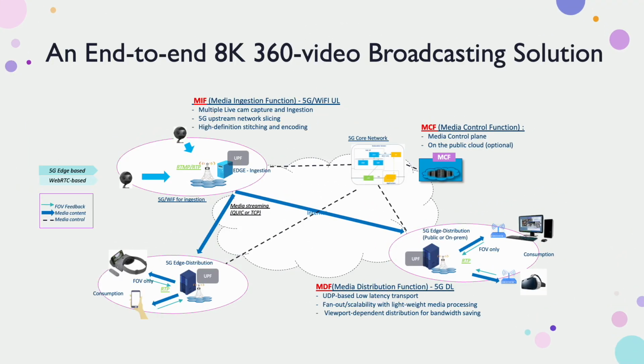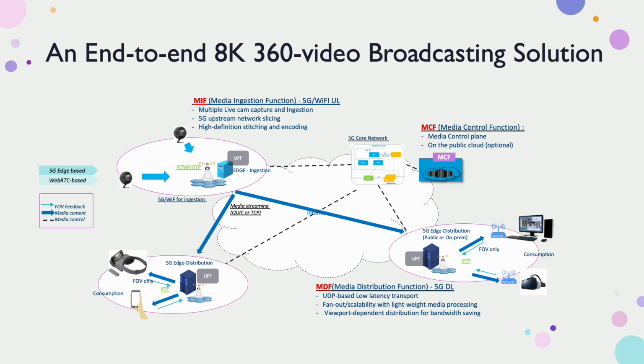To put everything together, we come up with this end-to-end WebRTC-based 4K 360-degree video broadcasting solution. In this solution, we separate media functions into three pieces. The media ingestion function and also media distribution function will work with 5G UPF, the user plane function, that resides in the edge servers and co-locates with 5G RAN. The media ingestion function will handle multiple camera inputs and provide 360 video stitching and encoding. Media distribution function will handle viewport packing and viewport switch based on each client's feedback.